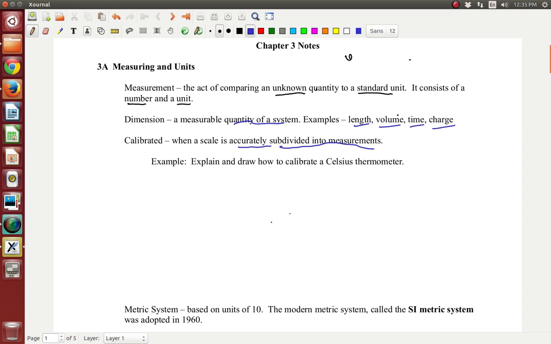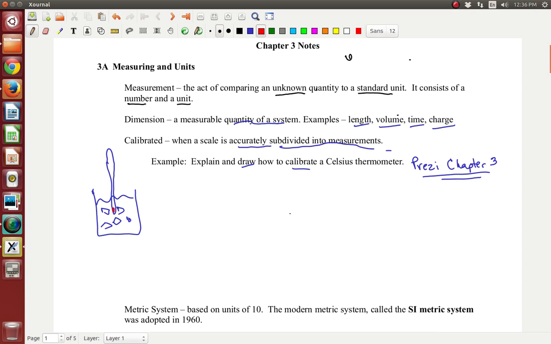Now, how to calibrate a Celsius thermometer. If you look in the Prezi for chapter 3, which I would normally be using in class, it has a great picture for how to draw and calibrate a Celsius thermometer. I'm going to do it really quickly here, and I want you to fill this in your notes. So what you'll have is a beaker, and this beaker has ice water in it. These are my ice cubes or little flecks of ice, and a thermometer without any kind of markings on it.